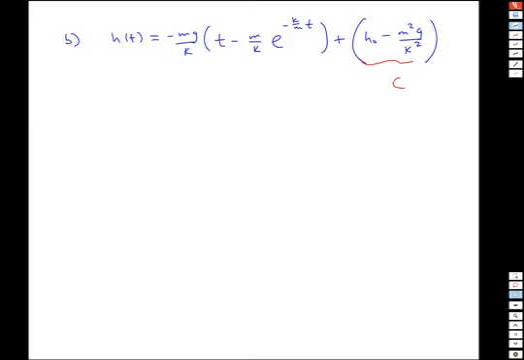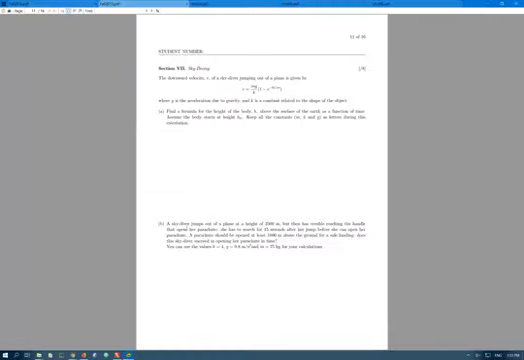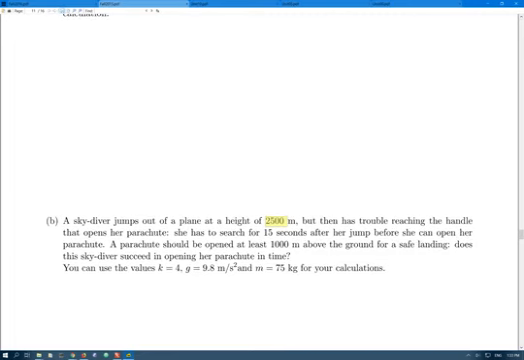Then the follow-up was, what do we do with that? So a skydiver jumps out of the plane at a height of, okay, so there's our initial height, 2,500 meters. Bring that a little bit larger.